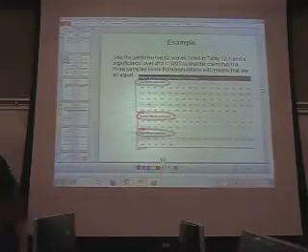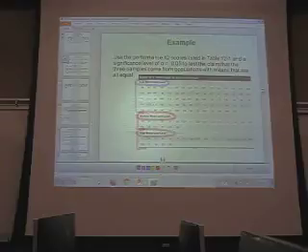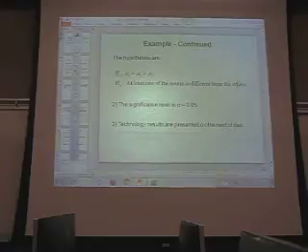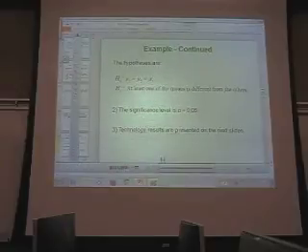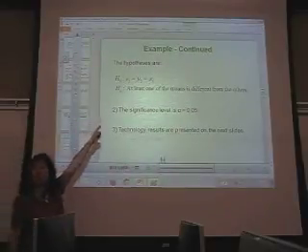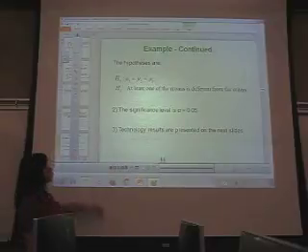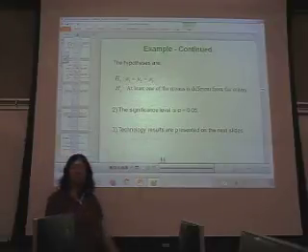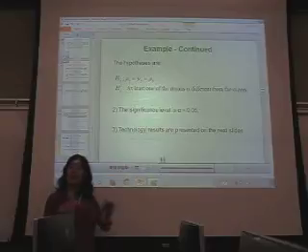How many means do we have? 3. Great. So H naught is mean 1 equals mean 2 equals mean 3. H1 is at least one of the means differs. At least one differs. Step 2. What's alpha? 0.05. Done. That's it.